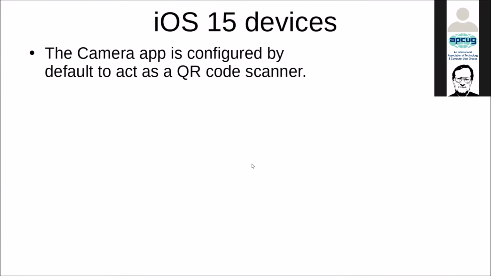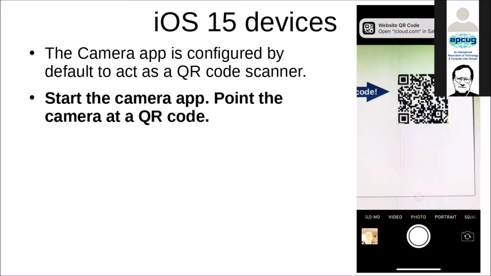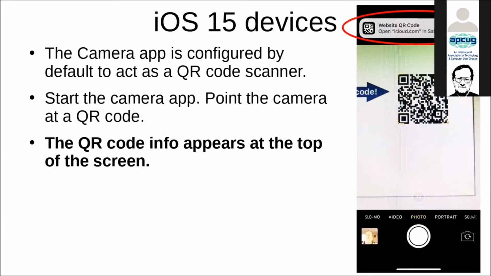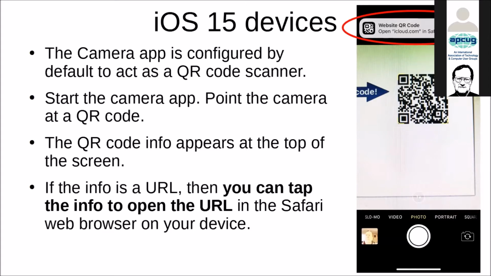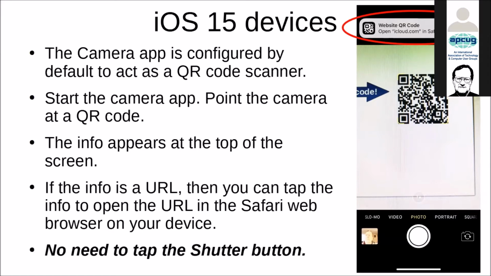Now, iOS 15. I developed these instructions using an iPhone 10 that I bought recently. I found that the camera app is configured by default to act as a QR code scanner. So you start the camera app and you point the camera at a QR code. When you do that, the information summary appears at the top. If it's a URL, you can tap that information at the top to open the URL in the Safari web browser on your device. And you do not need to tap the shutter button.